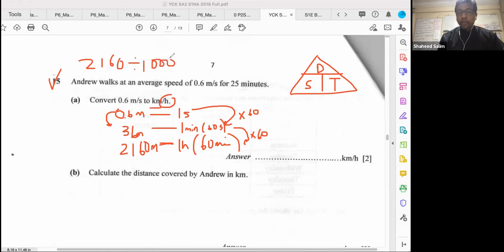Up to you. Okay. So 2.16 km per hour. They already give you km per hour. So maybe I write it bigger. 2.16 km per hour. So you must understand what this is. This is in 1 hour, 60 minutes. Okay. So can you calculate the distance covered by Andrew?